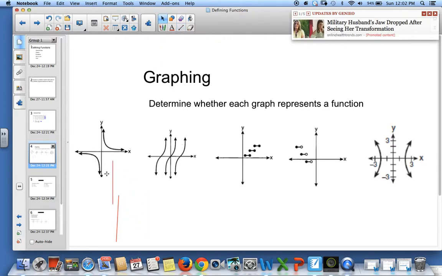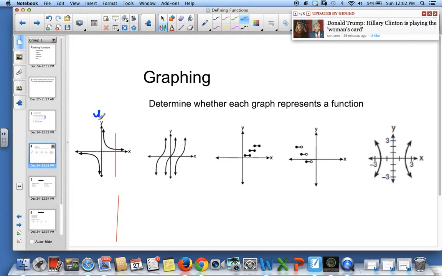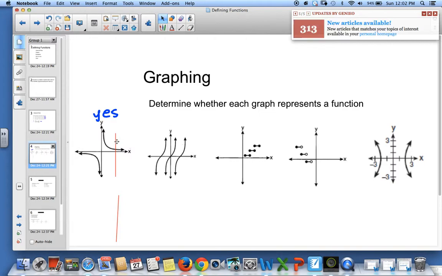So I'm going to take a vertical line and just move it along. As I go across, a lot of times we use a pencil for this on a piece of paper. We just go straight across. Does the graph ever hit the line twice? No, it doesn't in this one. So this one we will say is yes, it's a function because it never hits twice. Remember, each x gives exactly one y.